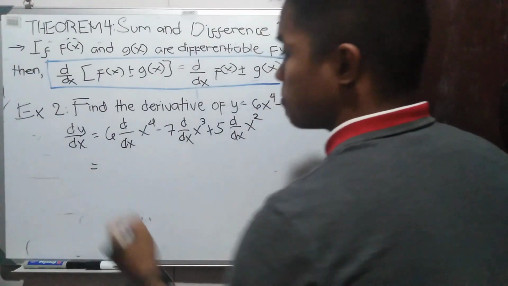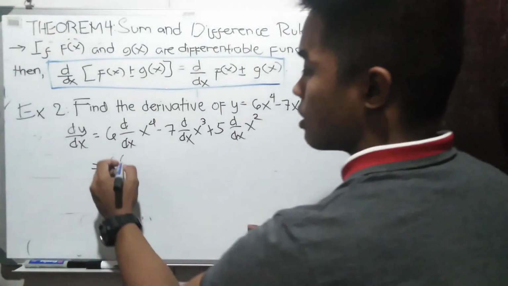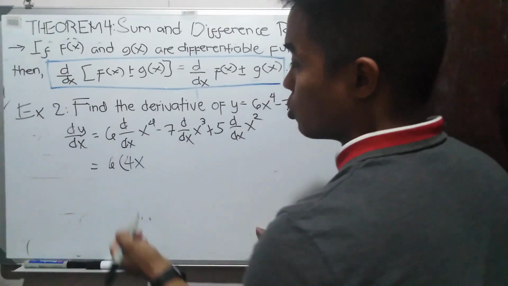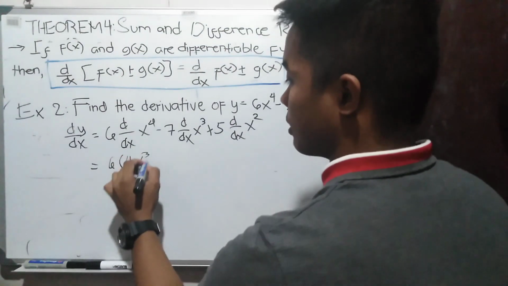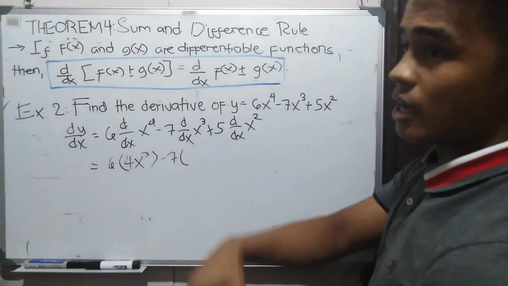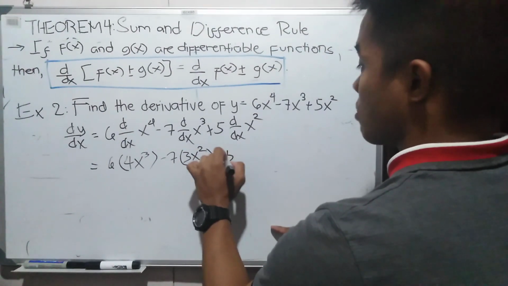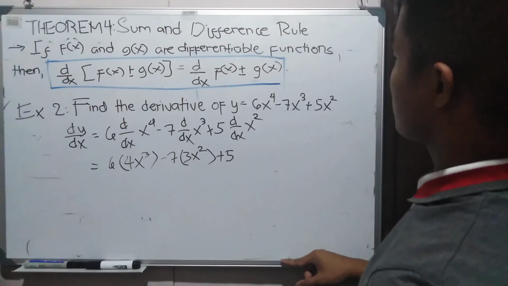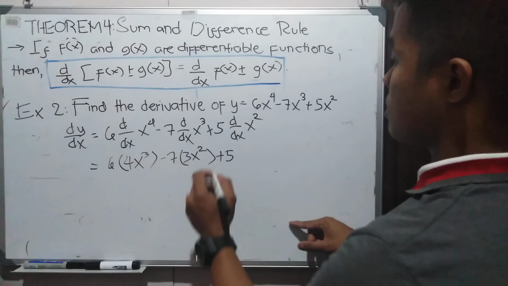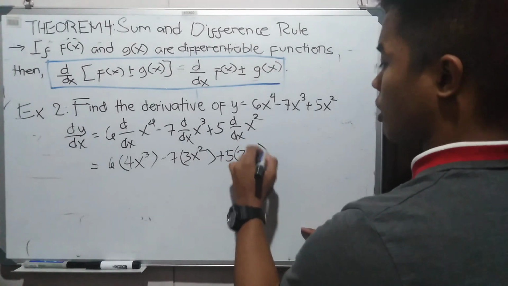Then simplify lang natin. Okay, so we have 6 times, so apply natin of course si power rule. So ibaba ko si 4, so magiging 4x, so 4 minus 1 raised to, okay, so mag-minus 1 ako kaya magiging 3. Okay, minus 7, then yung ating x cube, again apply natin si power rule, magiging 3x squared, plus 5. Then, apply natin again si power rule. So, magiging 2x.